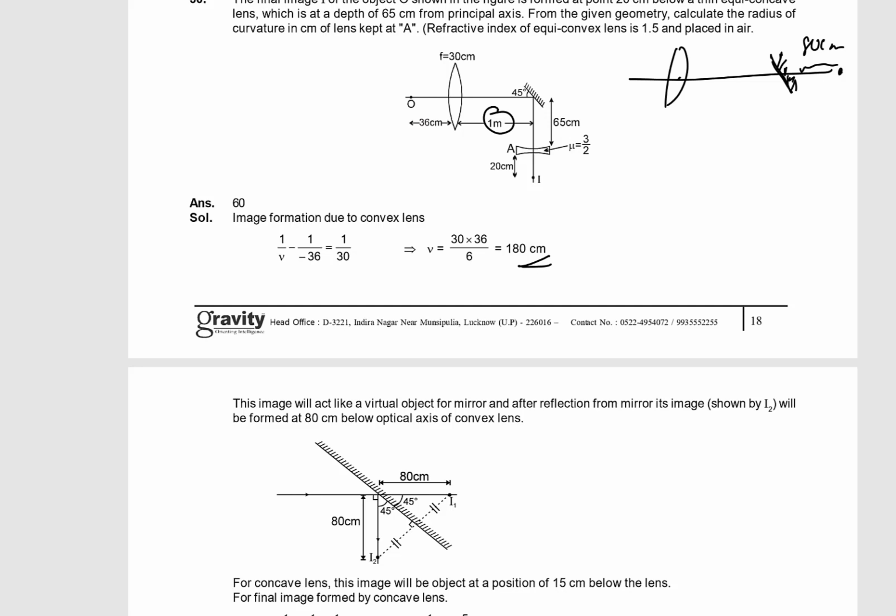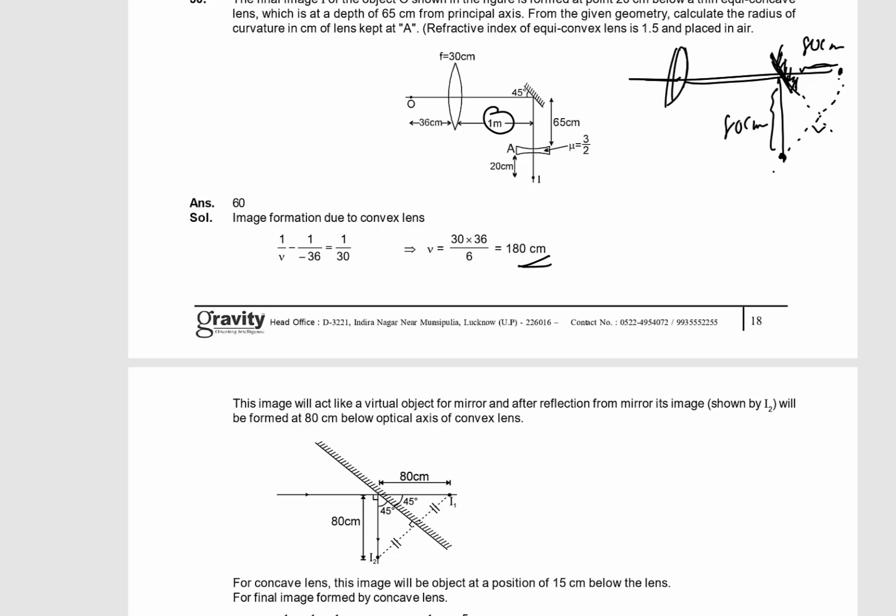The image formed by the lens acts as an object for this mirror, right? So where will this image be formed? Will join like this, right? The ray will go like this, angle is 45 degrees, so the image will obviously get formed in this region. We know that the line joining image and object is perpendicular to the mirror. So obviously if this is 80, what will the length of this be? This will also be 80 centimeters.